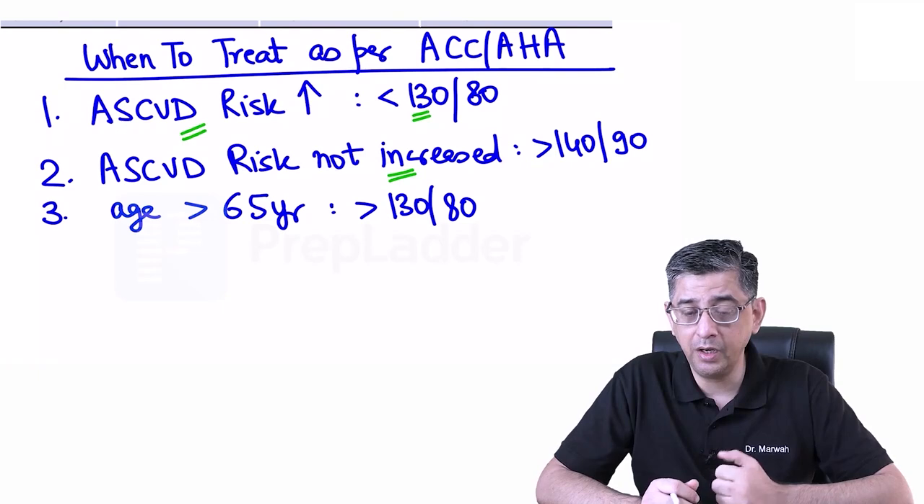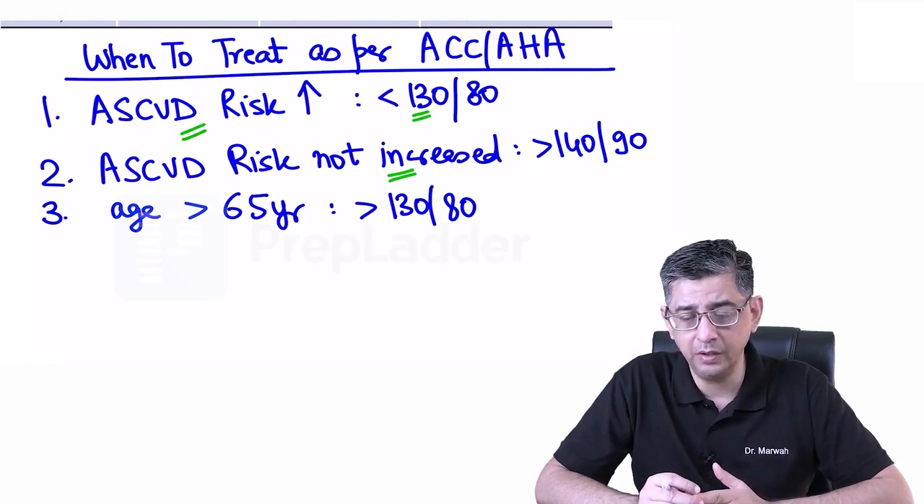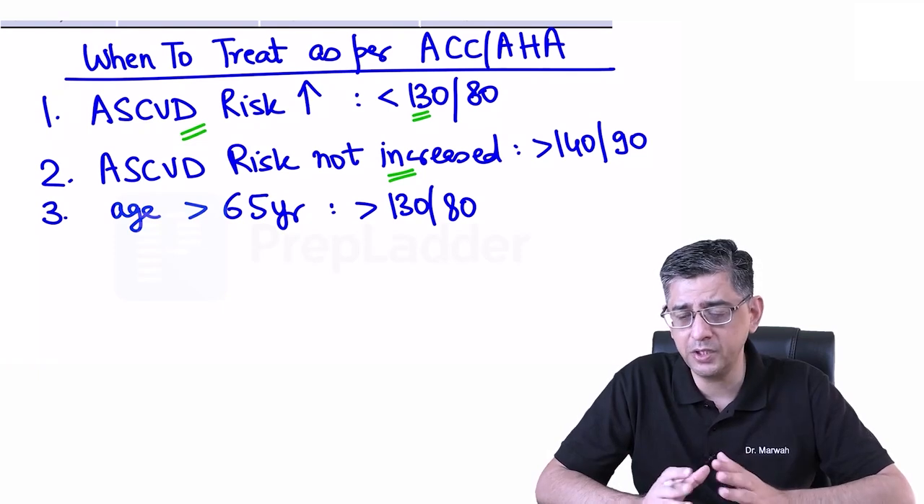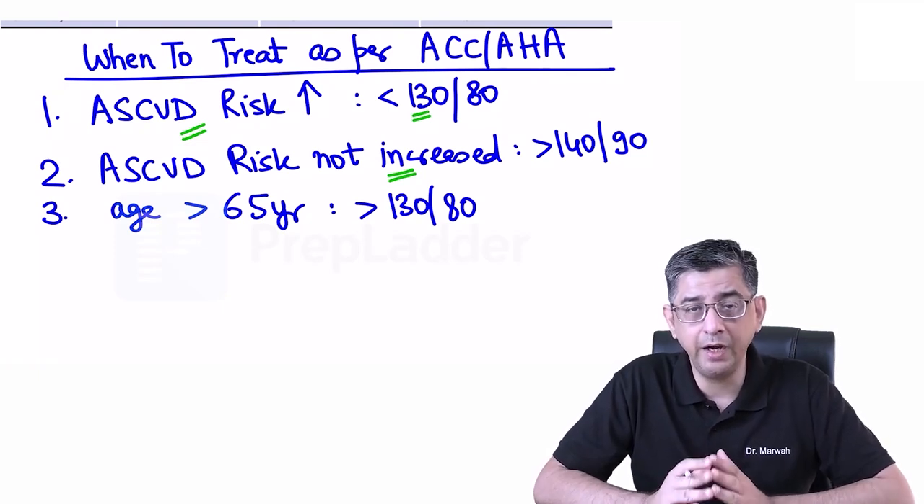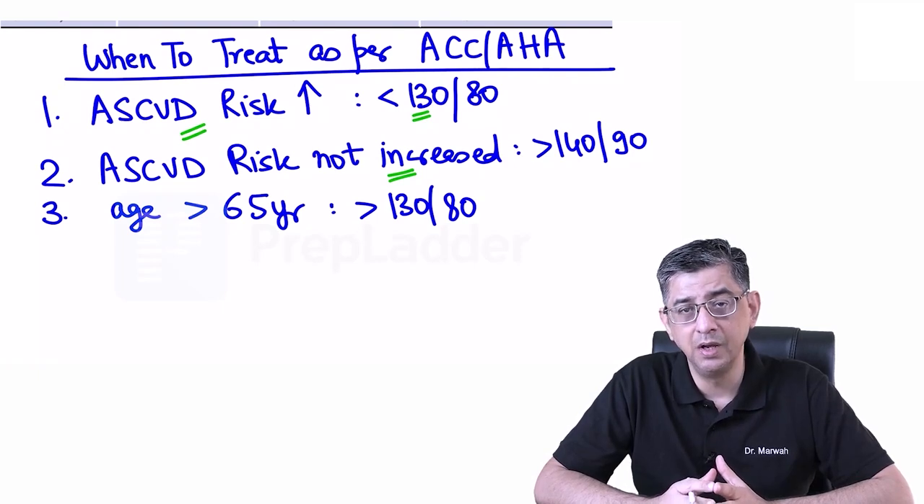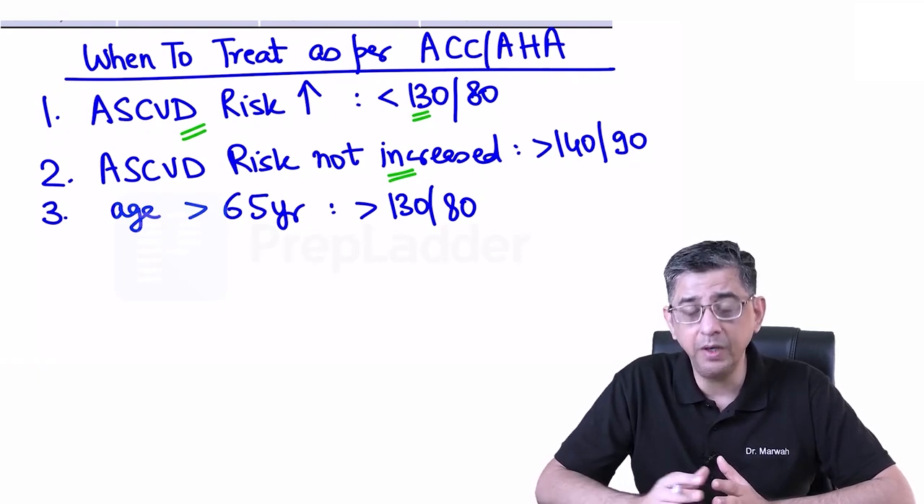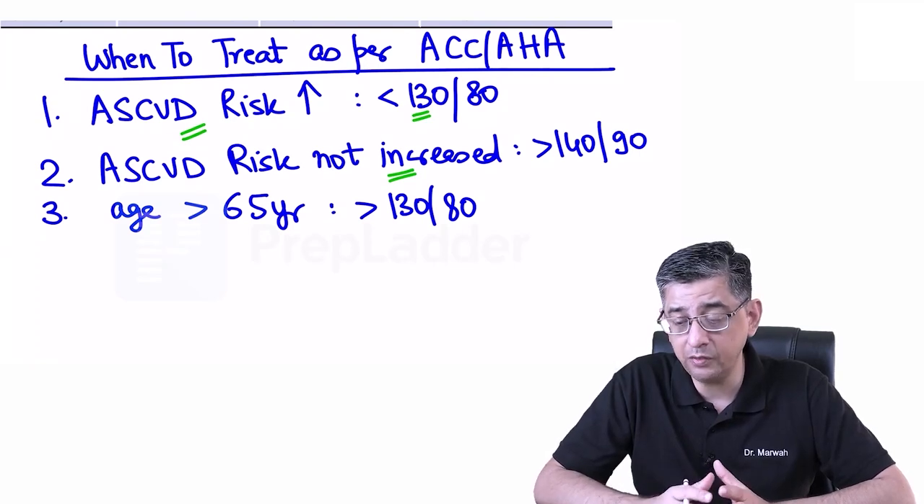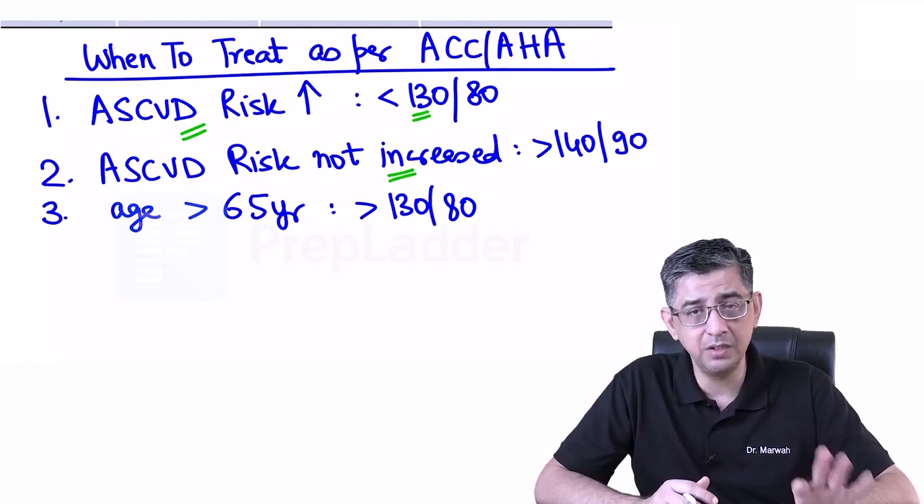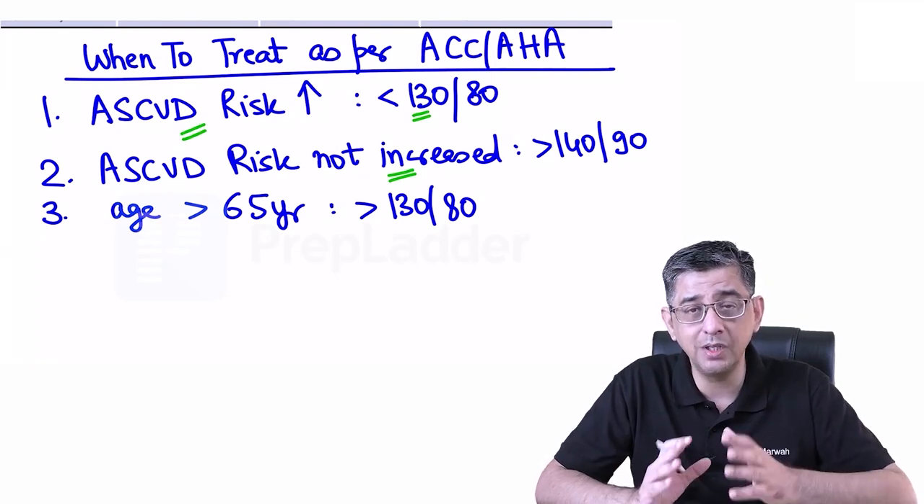He runs 10 kilometers on a daily basis, and he's a non-smoker, non-diabetic, pretty fit chap, and on an annual medical checkup I find out that he's hypertensive. Then when would I like to initiate treatment? Treatment here basically means that non-pharmacological measures are to be instituted anyway, but when would you like to start the patient on drugs?